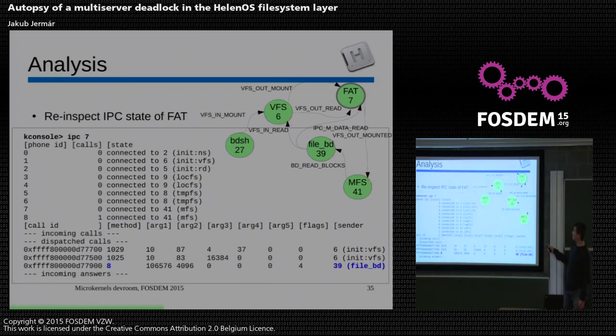But it is not, because we are not observing any further progress from the FAT file system server. FAT file system server is the place where everything seems to have stopped, right? There's nothing else to go to, because we've already followed the path which had only one active call, and it was the VFS out mount. But it appears that FAT, as far as IPC is concerned, is not doing anything else.